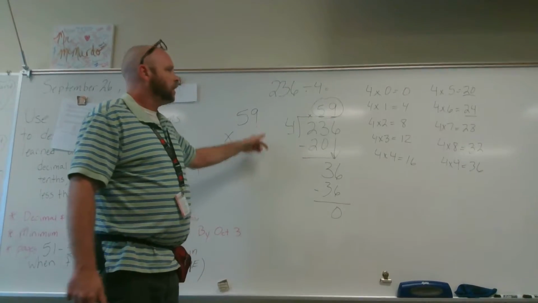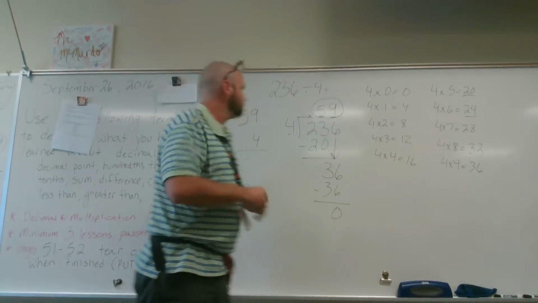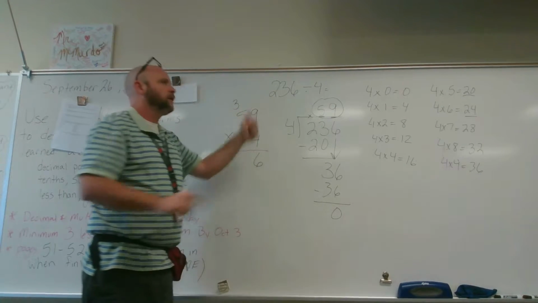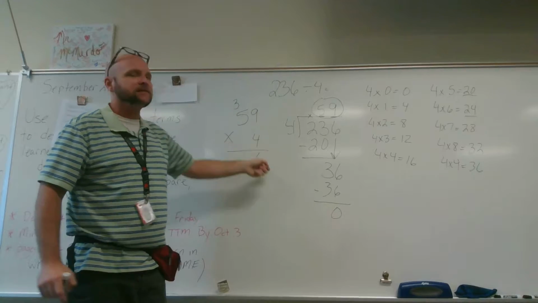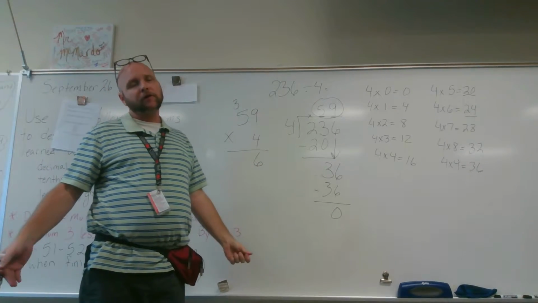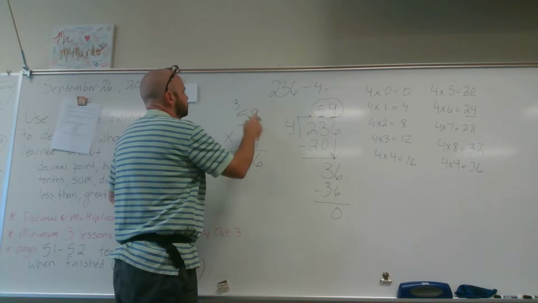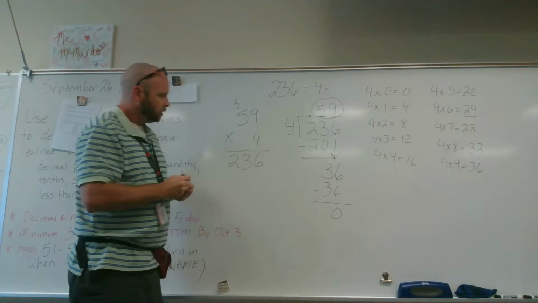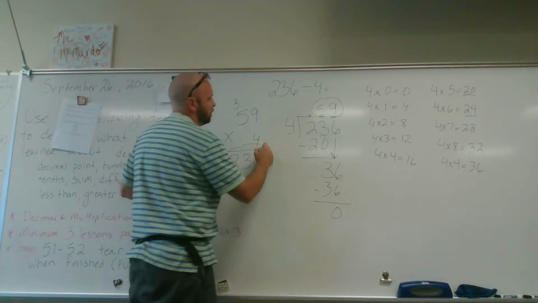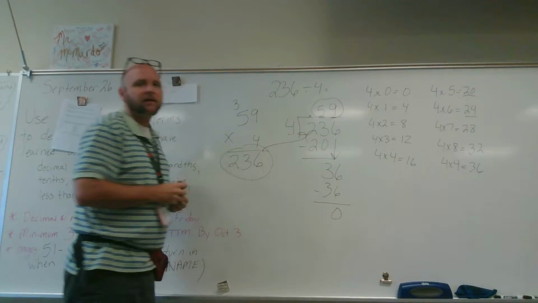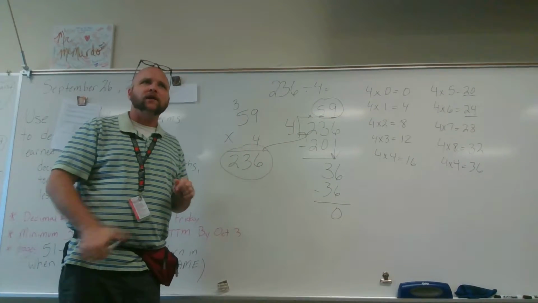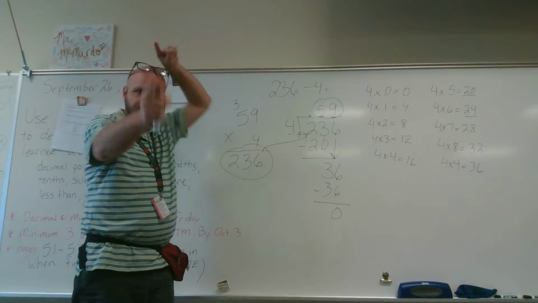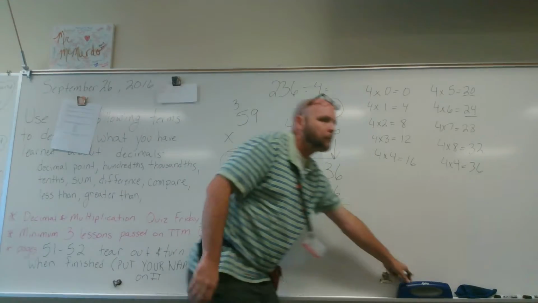9 times 4, I've already done it over here. 9 times 4 is 36. My 6 goes in my ones place. That means I have 36 ones, or 3 tens and 6 ones, because 3 tens equals 30. 4 times 5 is 20, plus 3 is 23. My product equals my dividend. Therefore, I've gotten this problem done correctly. Boom, shakalaka. Let's do another one.